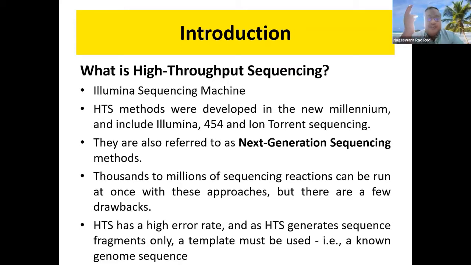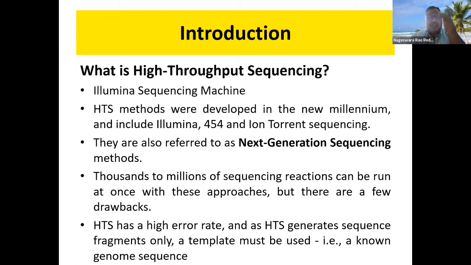Two important things are here. High throughput means you are giving the maximum sample at once, and then all your data is turned out into sequence. So you give a high number of samples at once and you get all the data at once. That is known as high throughput. And as you're sequencing the DNA, it is known as high throughput sequencing.